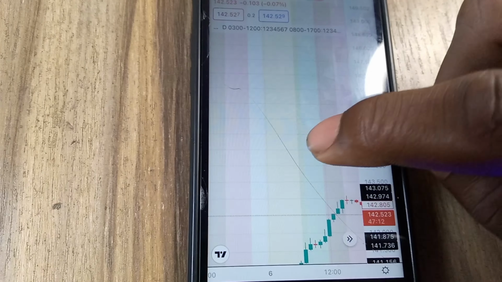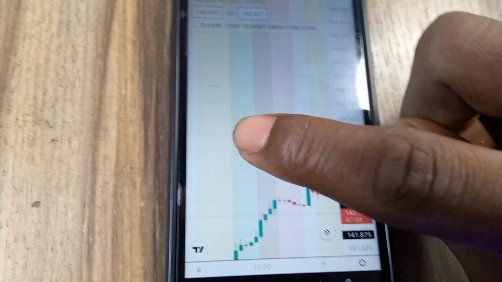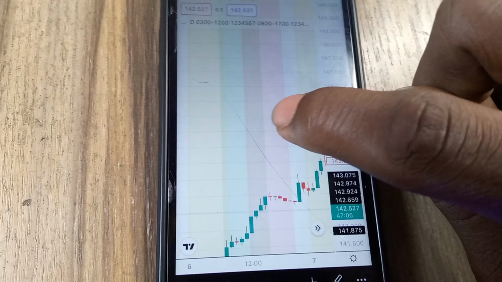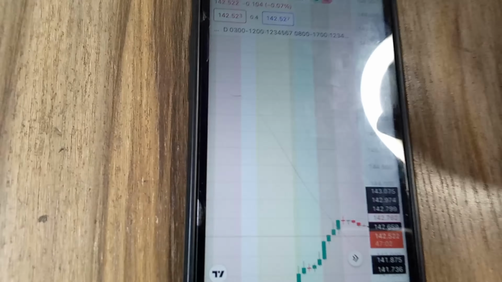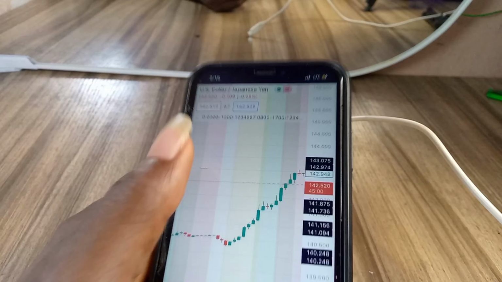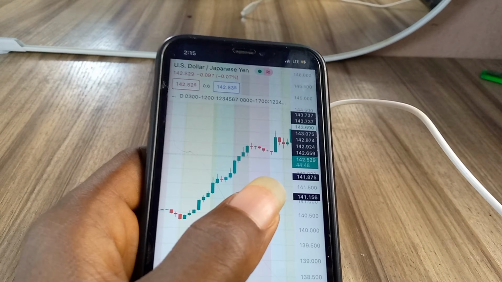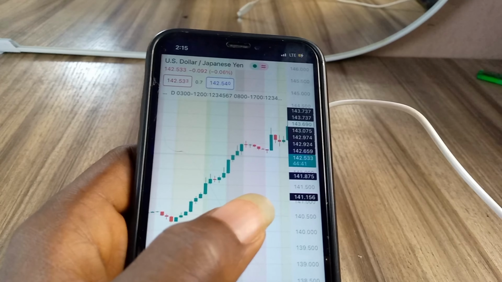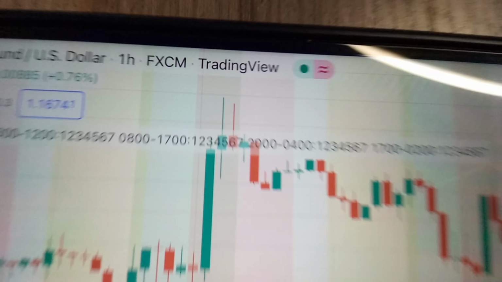Now once you've tapped into it, you can see that it has different colors. You can see the yellow color, the light blue, the red, and the normal color. Now this actually represents different things. This yellow part represents the Asian session in the market, the light green represents the London session, and the red part represents the New York session. Yeah, so right now let's dive into the charts.